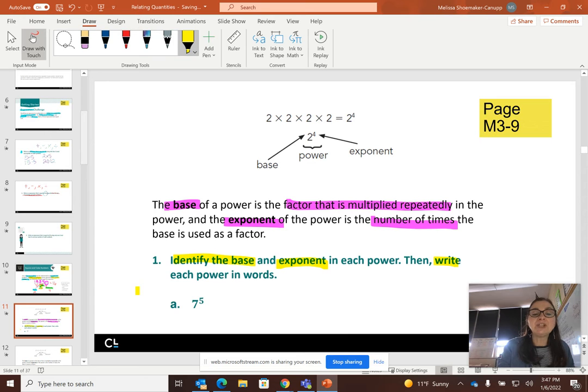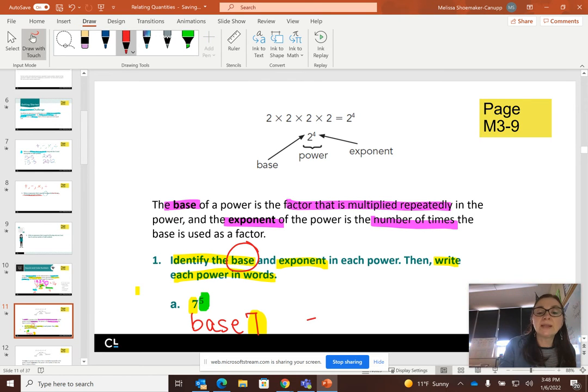Then you're going to write each power in words. Okay, we're going to take it a step further. We're going to write what it means, and then I'll show you how to do it on a calculator maybe in another video. Okay, because this is a big one. 7 to the 5th power, that's going to be a pretty big number. So the important thing is which number is the base? Well, the base is the number 7. I'm going to highlight it yellow. The exponent, I'm going to highlight green, and then I'll write it.